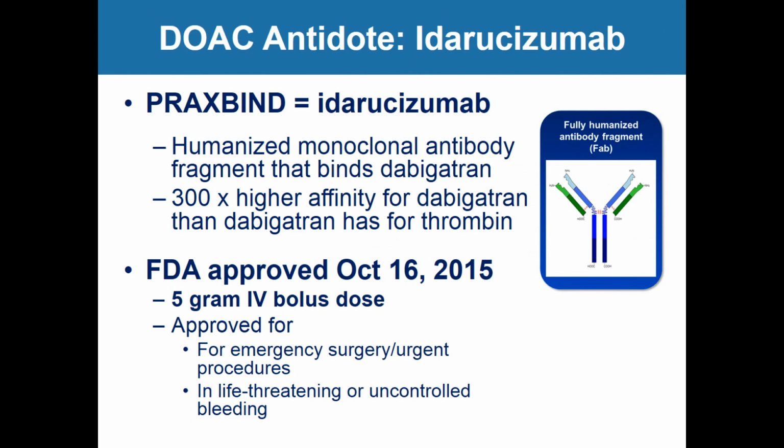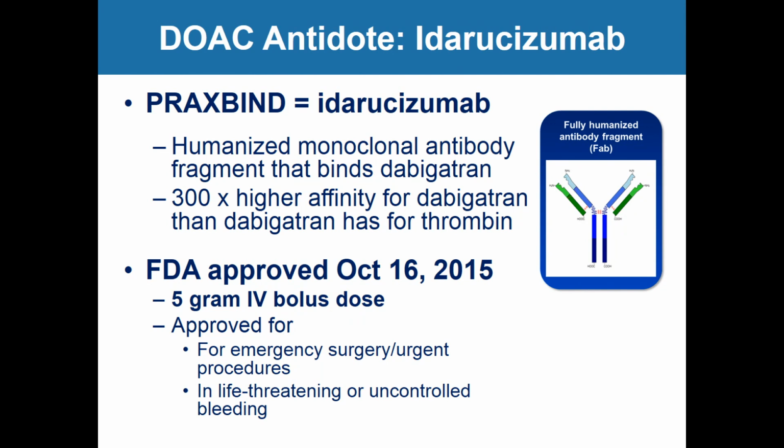For DOAC antidotes, idarucizumab, as I mentioned, Praxbind, is a humanized monoclonal antibody fragment that binds to dabigatran. It has a 300-fold higher affinity for dabigatran than dabigatran has for thrombin, so it binds dabigatran and basically clears it out of the circulation to reverse dabigatran-related inhibition of coagulation. This was FDA approved for use in October 2015.